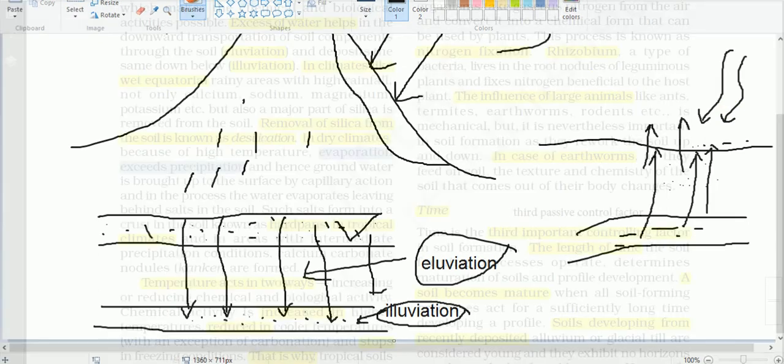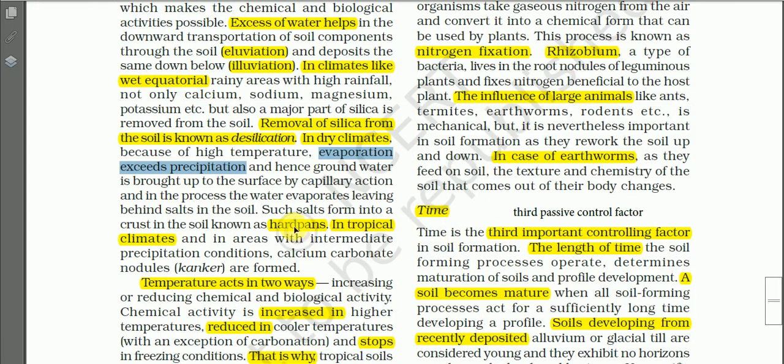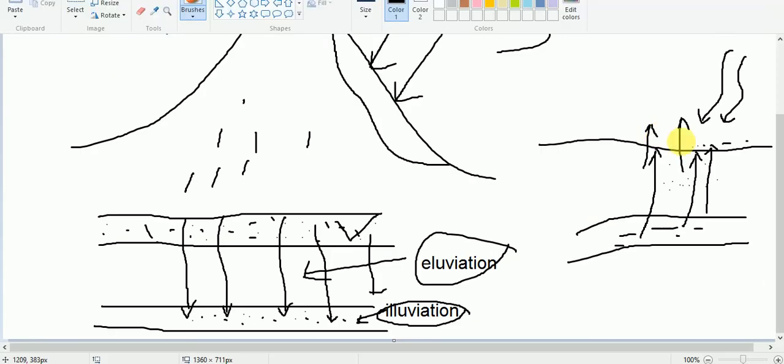Such salt forms into a crust, into a layer, and the soil is known as hardpan. So water will rise up, and because of evaporation, a layer of salt will be found on the surface, and that is known as hardpan.